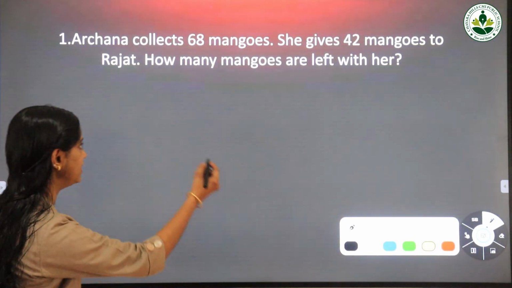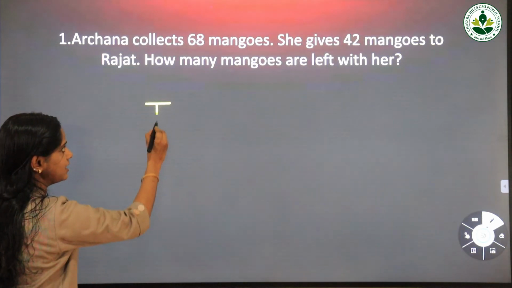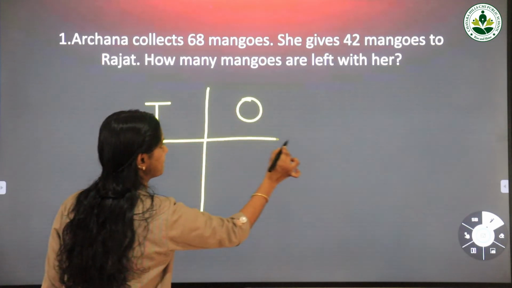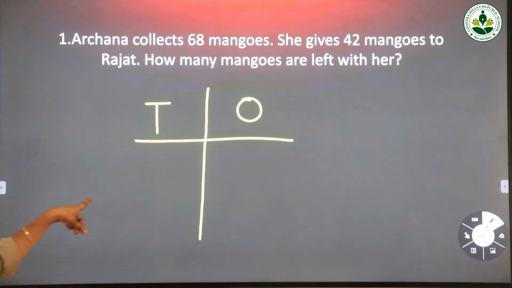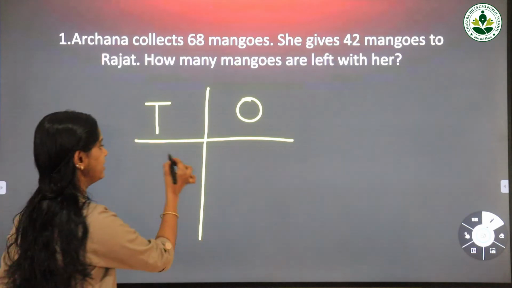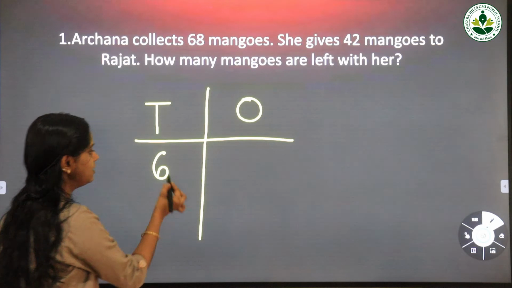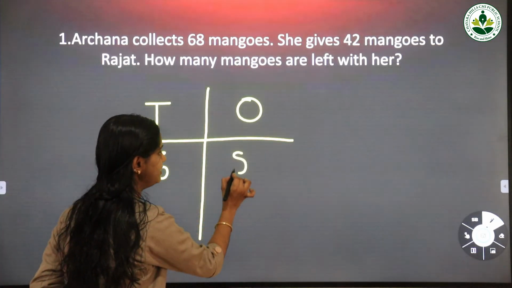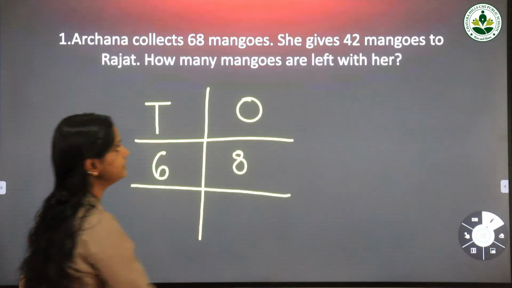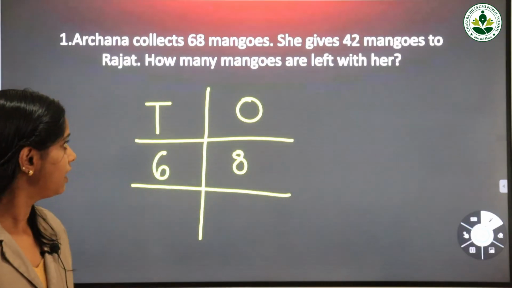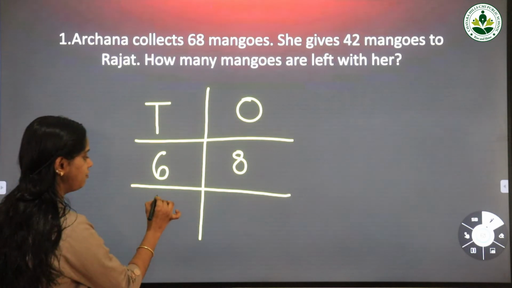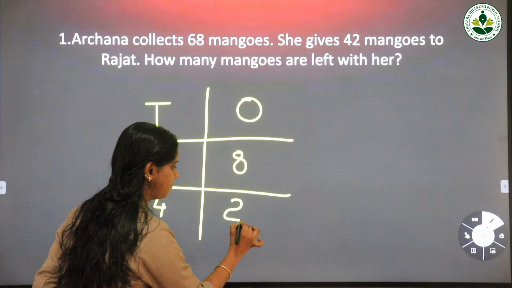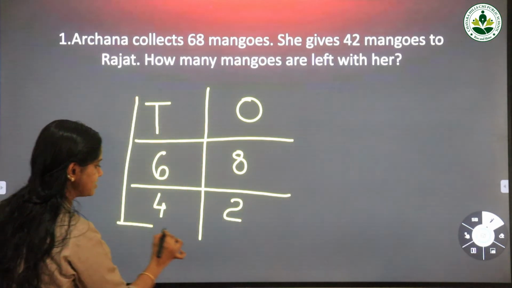For this, first we draw the place value chart, with tens and ones columns. The number of mangoes Archana collects is 68. So we can arrange 68 in the place value chart. We know that 68 is 6 tens and 8 ones. And she gives how many mangoes to Rajat? 42. In 42, 4 tens and how many ones? 2 ones. 4 tens and 2 ones.